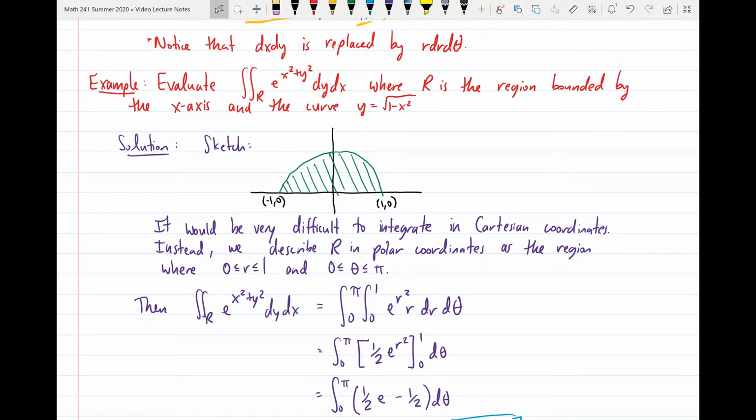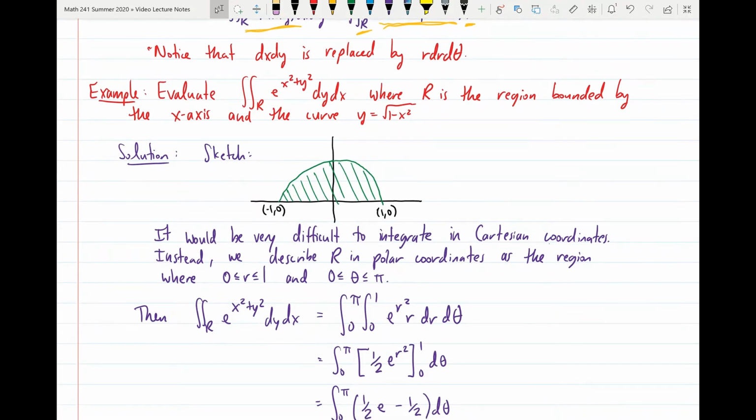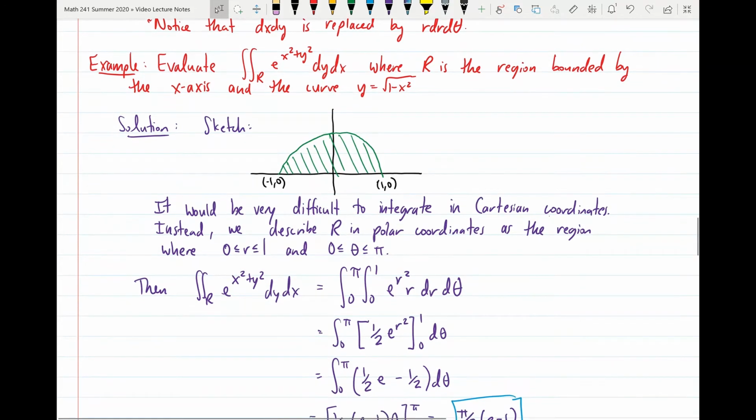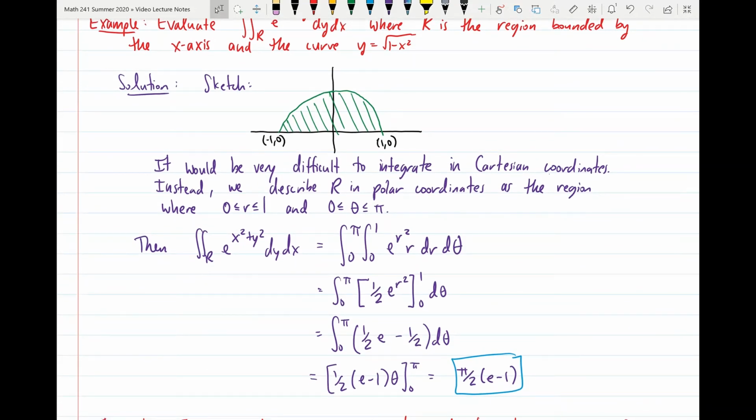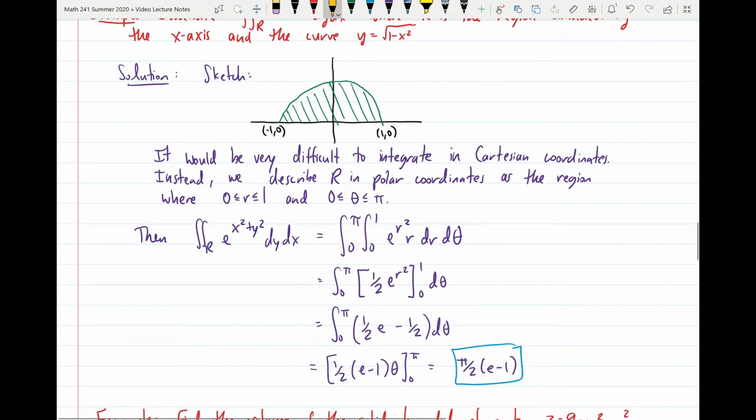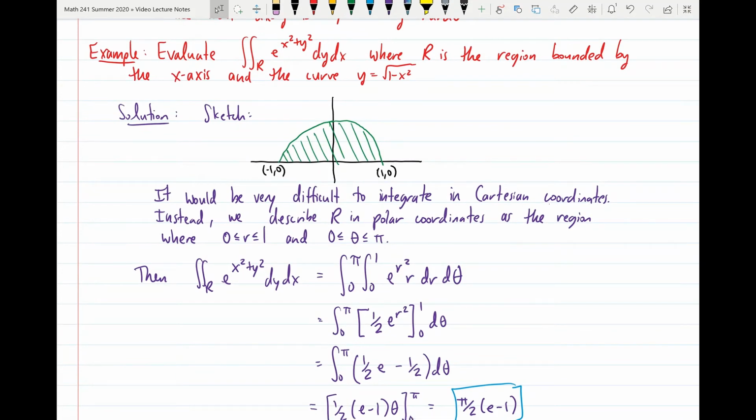We know what the x-axis is, of course, and then we have the curve y equals the square root of 1 minus x squared. Well, that's just the positive half of the circle of radius 1, or the unit circle, or the unit disk. So again, it would be very difficult to integrate in Cartesian coordinates. We actually can't represent the integral of e to the x squared plus y squared using elementary functions. So instead, we're going to describe the region R in polar coordinates, and then we're going to convert the function e to the x squared plus y squared into a function using polar coordinates.